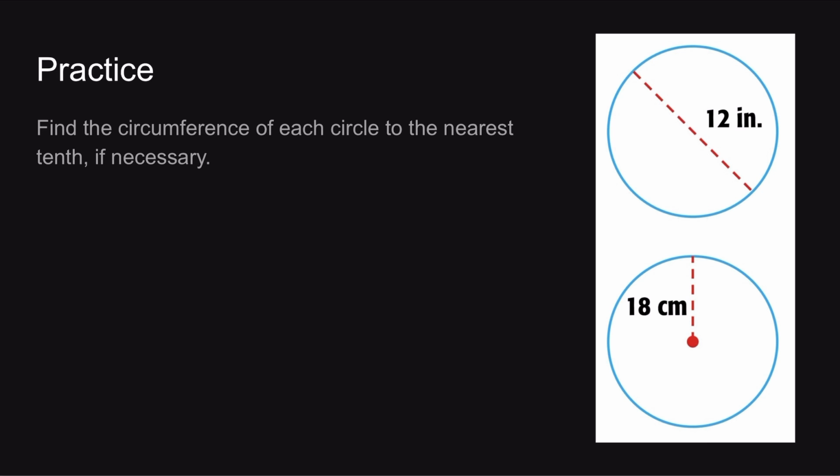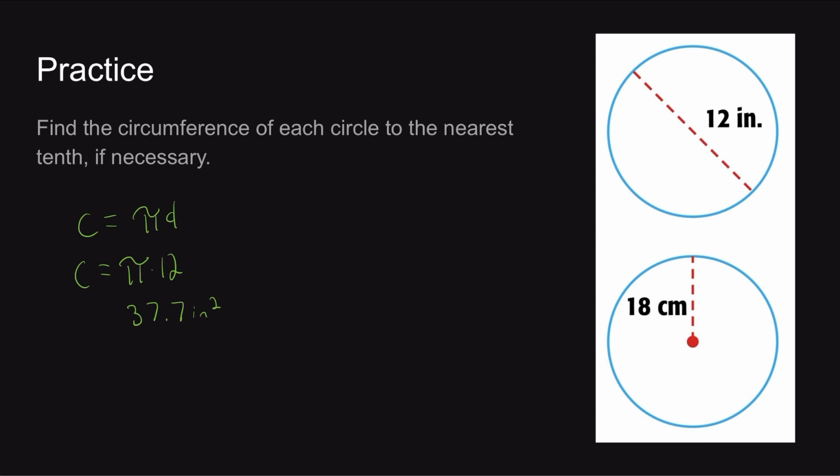All right. Looking at our first problem here, they gave us the diameter, which means we'll use c equals pi times diameter. So c equals pi times 12. 3.14 times 12, and my calculator gives me 37.68, which says round to the nearest tenth, so 37.7, and it's inches squared.